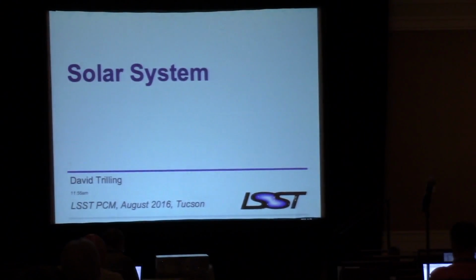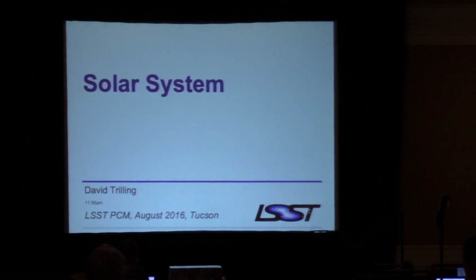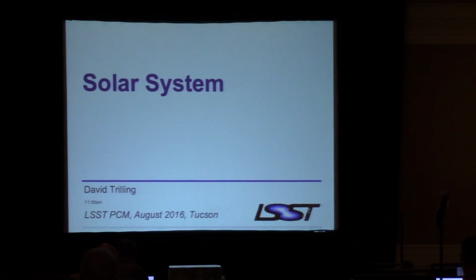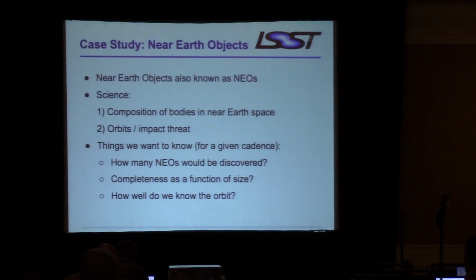Okay, good morning, everyone. I'm David Trilling. I'm going to very briefly tell you about analyzing the OpSim runs and the cadence for the science of solar system projects. There's a lot of things in the solar system, as you all know. For this brief presentation, I'm just going to choose the case study of studying near-Earth objects, or NEOs. I picked that one because for solar system science, it's the hardest thing that LSST is going to do, and so if we can succeed for NEOs, then we can probably succeed for other things in the solar system.